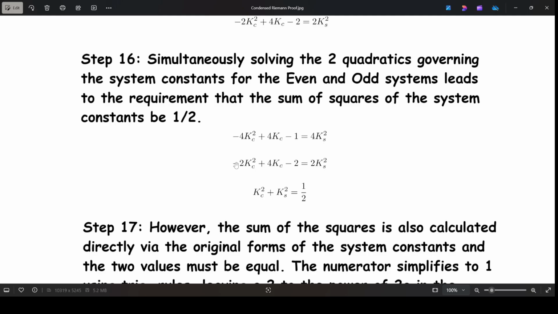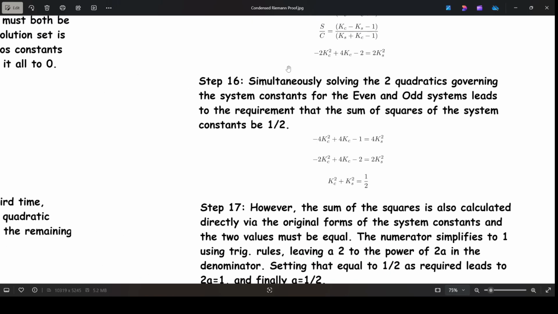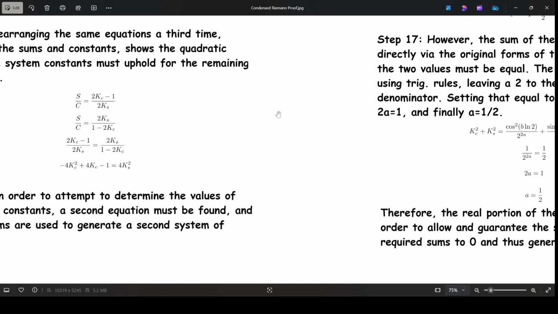So here's the two quadratics that we just had. And you'll notice that this middle term, this 4kc, is the same in each one. Well, we can get rid of that just by solving both these simultaneously and subtracting one equation from the other. So if I just subtract this bottom equation from the top equation, we get rid of the 4kc, and when you rearrange it, you're left with this right here. You'll see that the cosine constant squared plus the sine constant squared has to equal 1/2 for both of these things to be true at the same time.